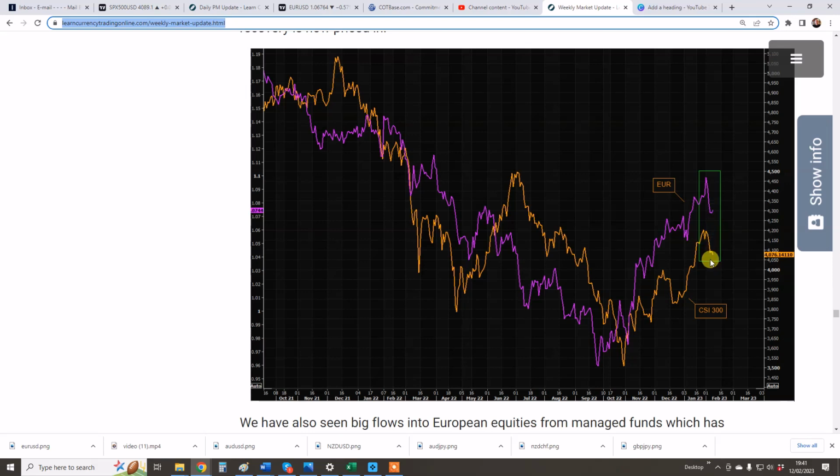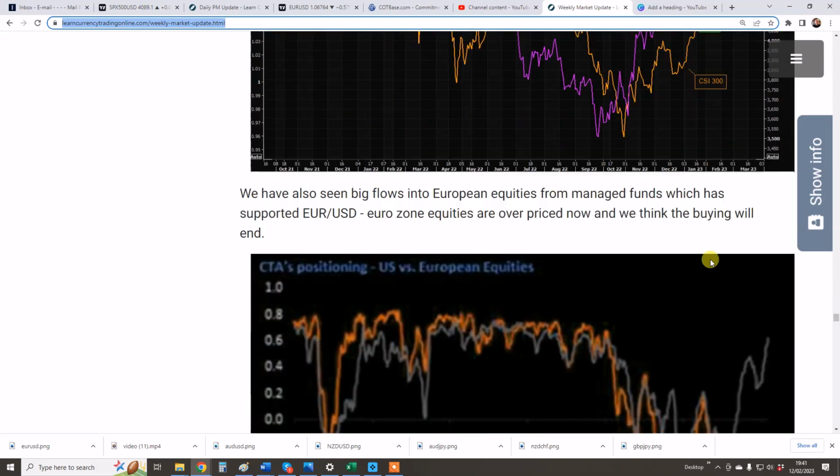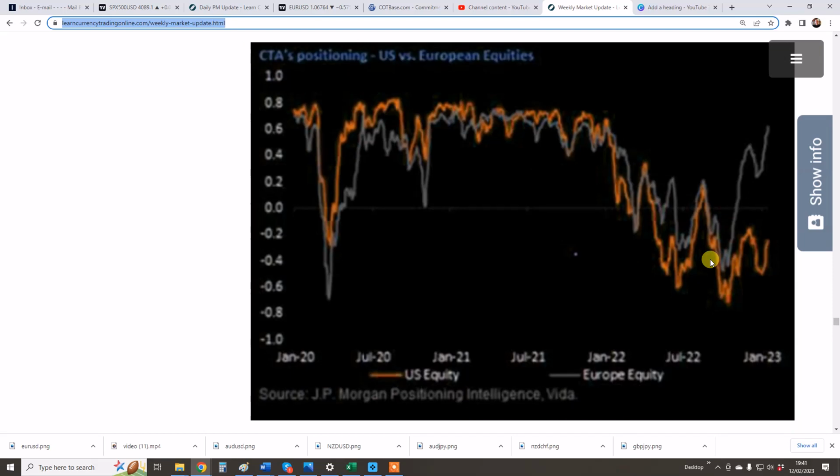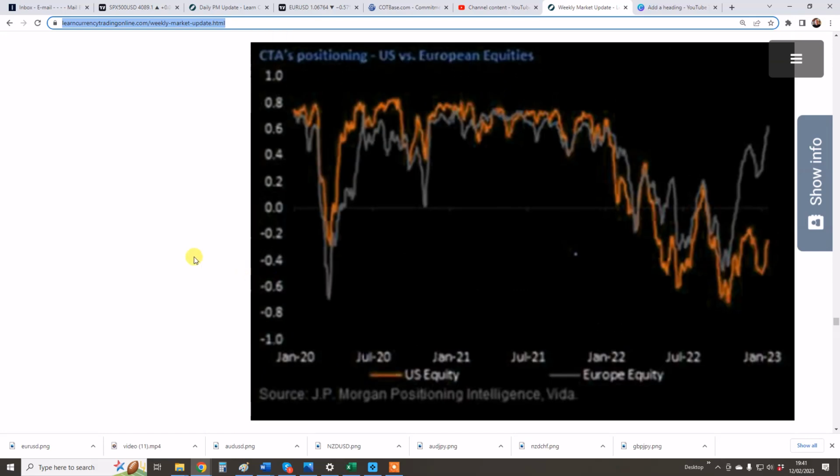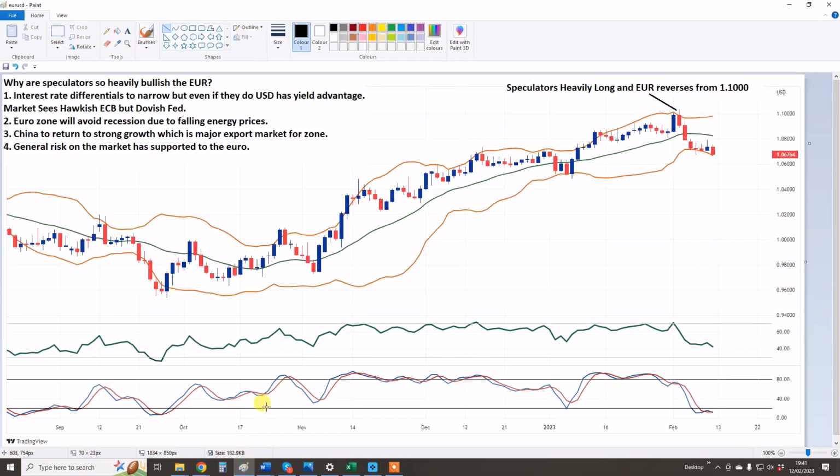This gap should close. Finally, we've seen CTAs buy European equities far more aggressively than US equities, again on the recovery story. Sorry, this chart isn't very clear. That's helped to firm the euro. This will now top out, in our view, and pressure the euro lower. No more charts there, sorry, I thought I had another one to look at. So yeah, there's some background.